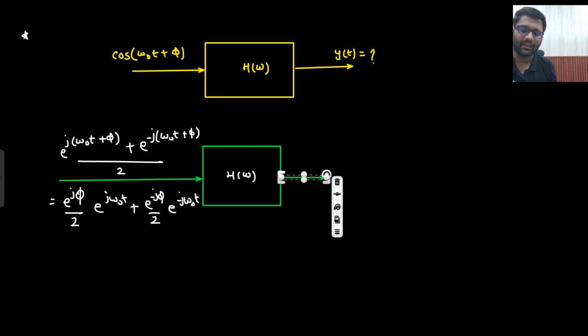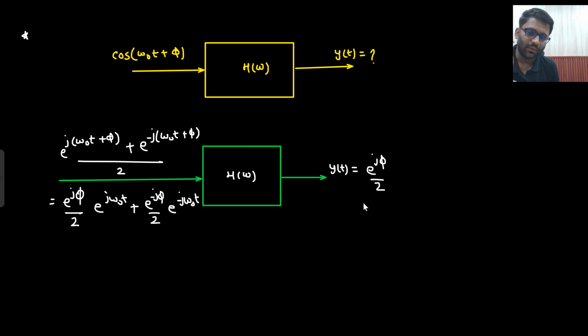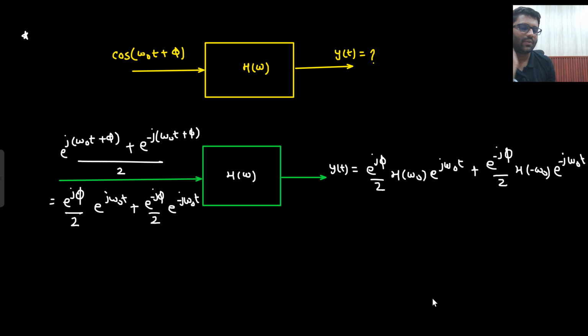So what will be your y of t? Whatever the constant value is there comes as it is. You know that e to the power j omega naught t is an eigenfunction, plus whatever the constant value is there comes as it is. You know that e to the power minus j omega naught t is also an eigenfunction. So there you go, very easily you can write down this answer.